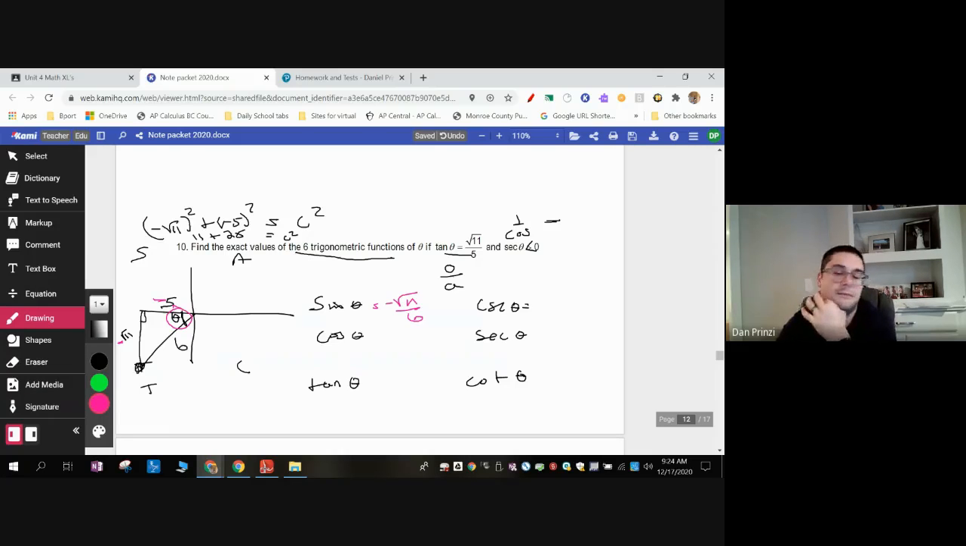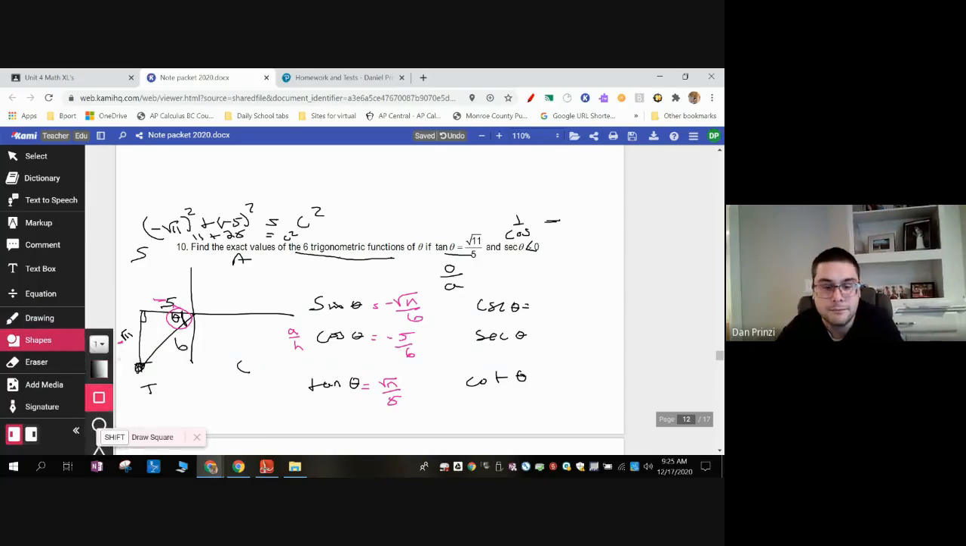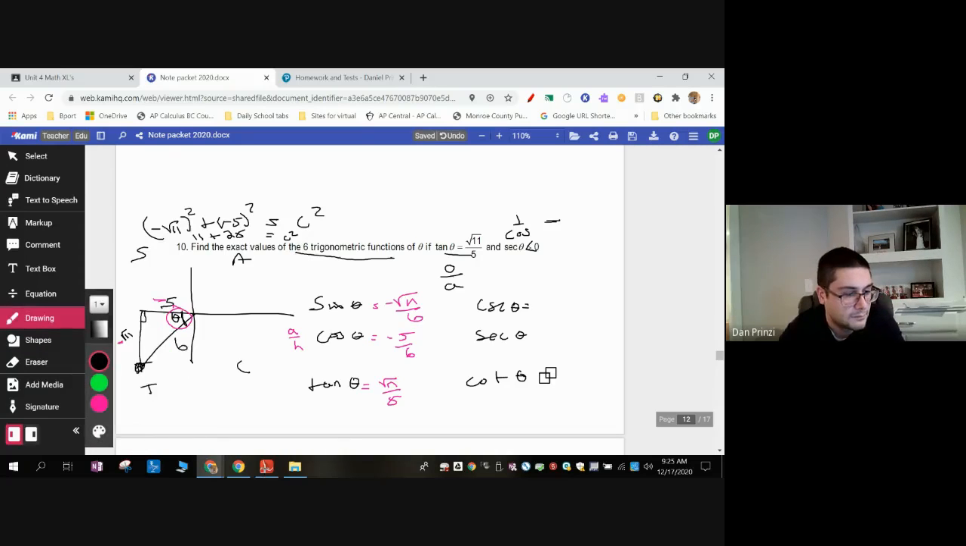How about cosine? Anyone want to tell me cosine? Cosine is adjacent over hypotenuse. Thank you, Sean. Good, yep. Adjacent, negative 5 over 6. Now look, sine and cosine were both negatives. That's good. Tangent, we already knew. Radical 11 over 5. Okay? And then you just flip them over. 5 over radical 11. 6 over negative radical 11. And negative 6 over 5.